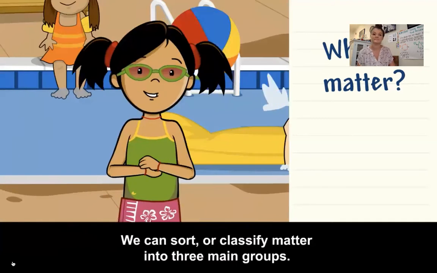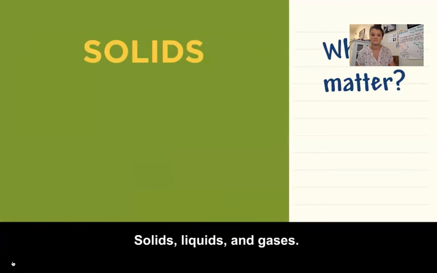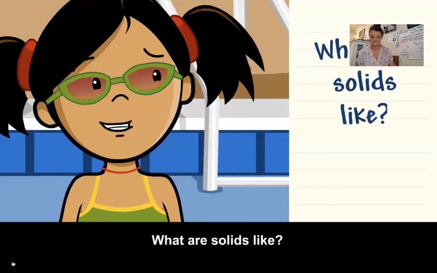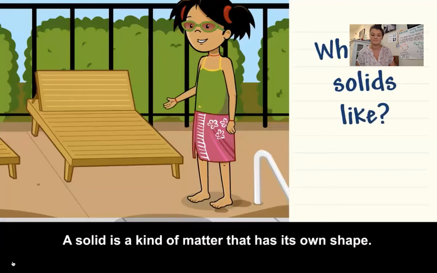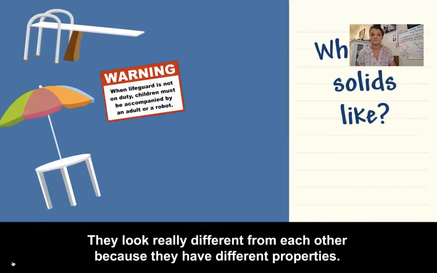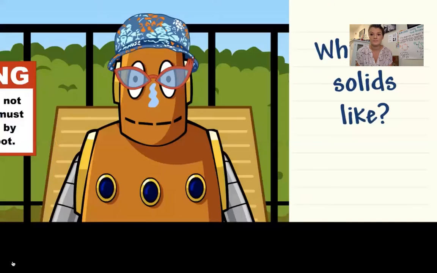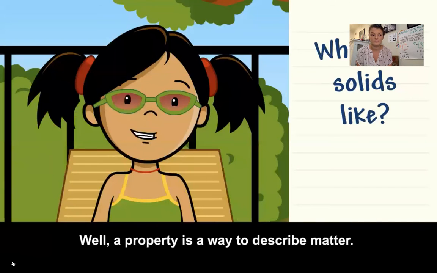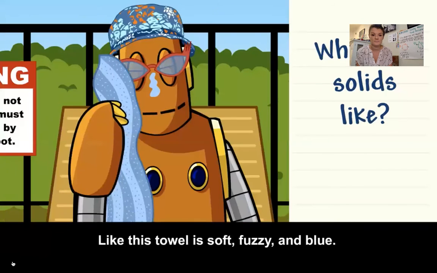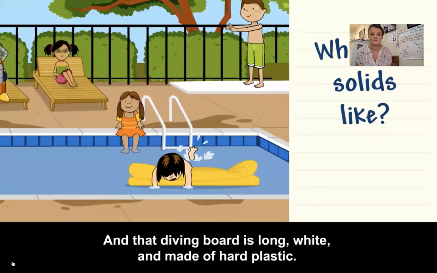We can sort or classify matter into 3 main groups: solids, liquids, and gases. What are solids like? A solid is a kind of matter that has its own shape. I see lots of solids here. They look really different from each other because they have different properties. Well, a property is a way to describe matter. Like this towel is soft, fuzzy, and blue. And that diving board is long, white, and made of hard plastic.